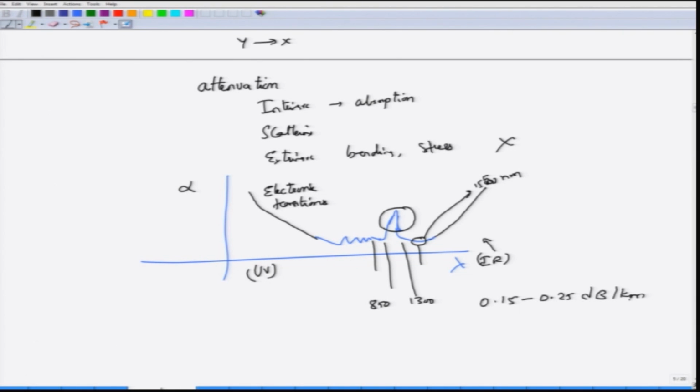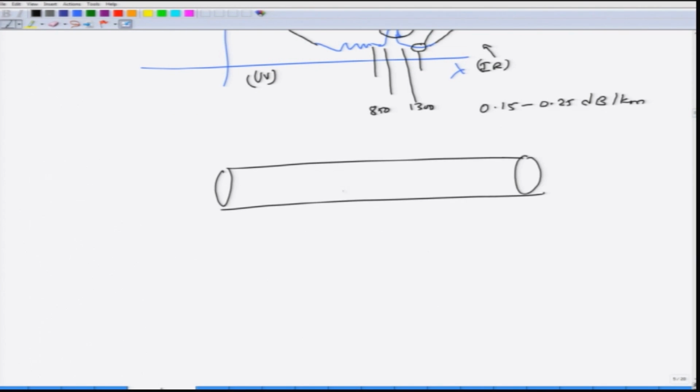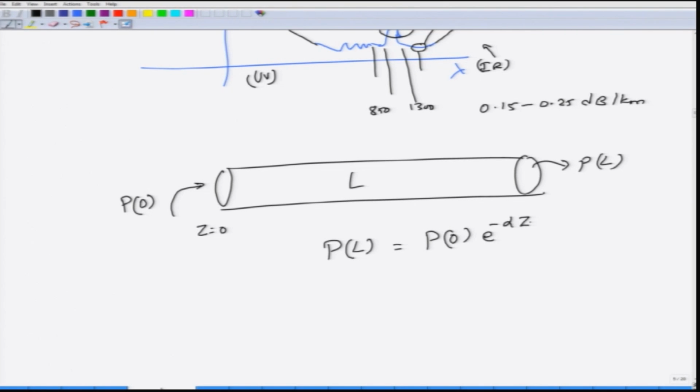Now, what exactly is this attenuation loss? What it simply means is that if I take a fiber of certain length L, and then send in a certain power, which let us call P of 0 at Z equal to 0, and then measure the power at the end of the fiber, which we will call P of L. It can be shown that this P of L can be given as P of 0 into e to the power minus alpha into L, where L is the length of the propagation.